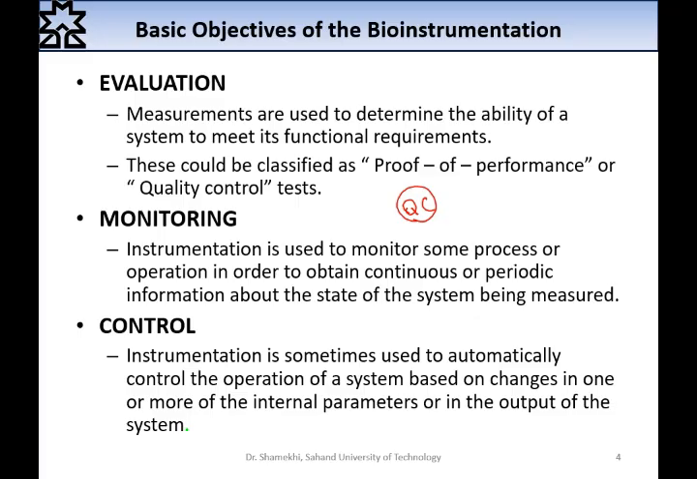And as you can see, the last objective of bioinstrumentation is control. Instrumentation is sometimes used to automatically control the operation of a system based on change in one or more of the internal parameters or in the output of the system. We want to control the body temperature. We measure it and we want to control it. We measure the blood pressure and we want to control it.